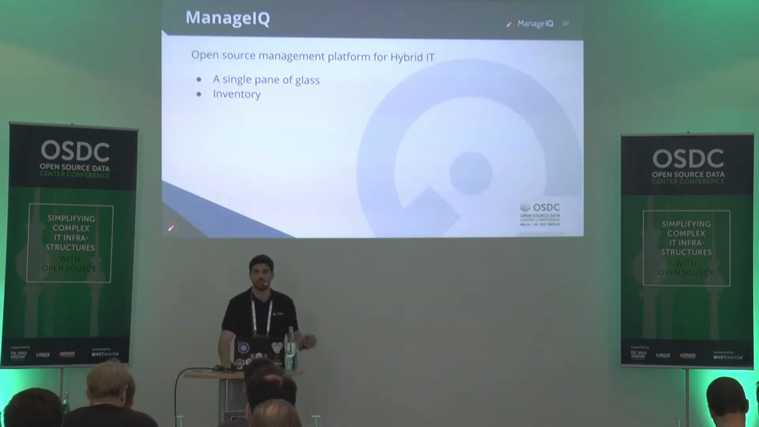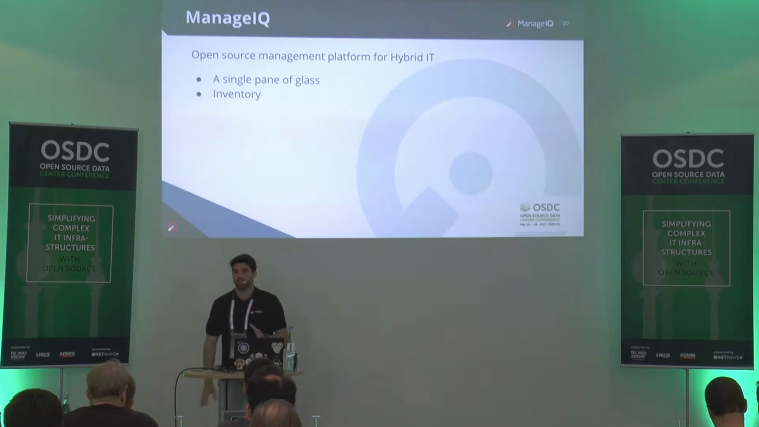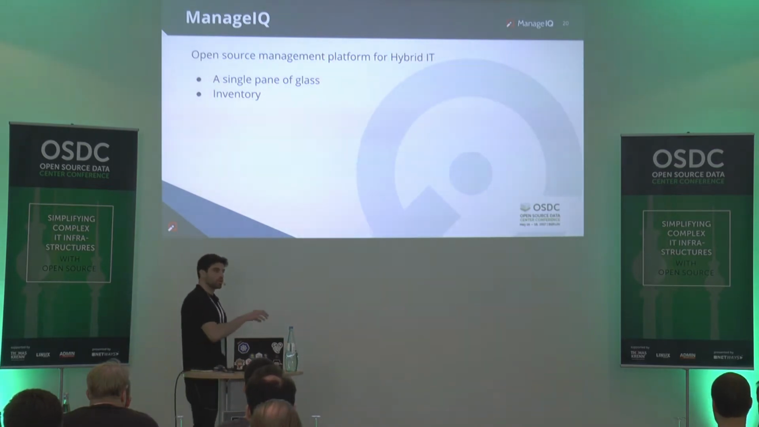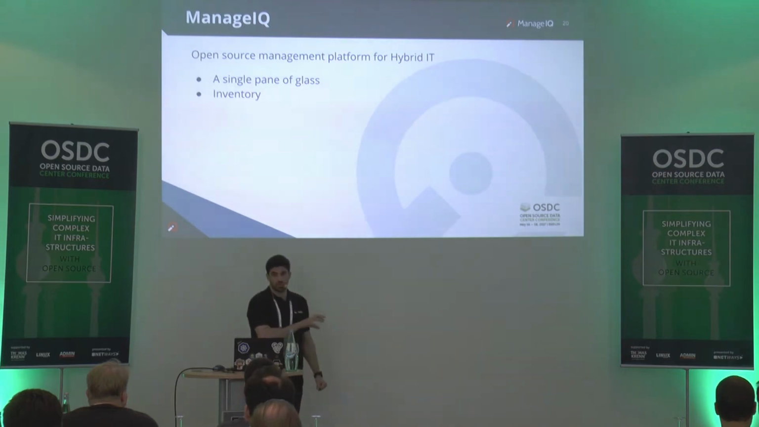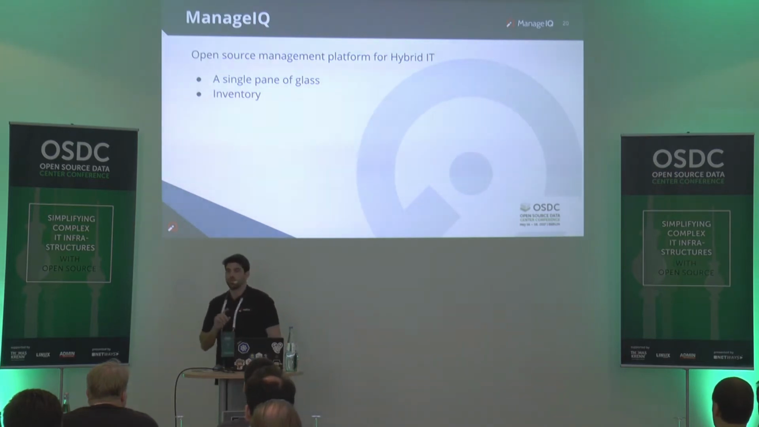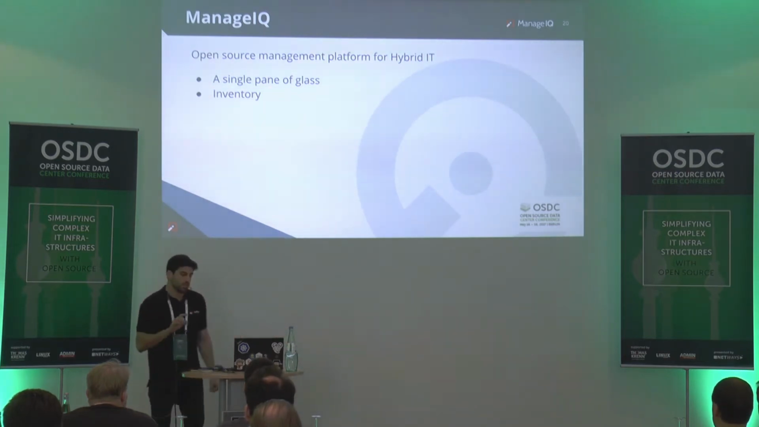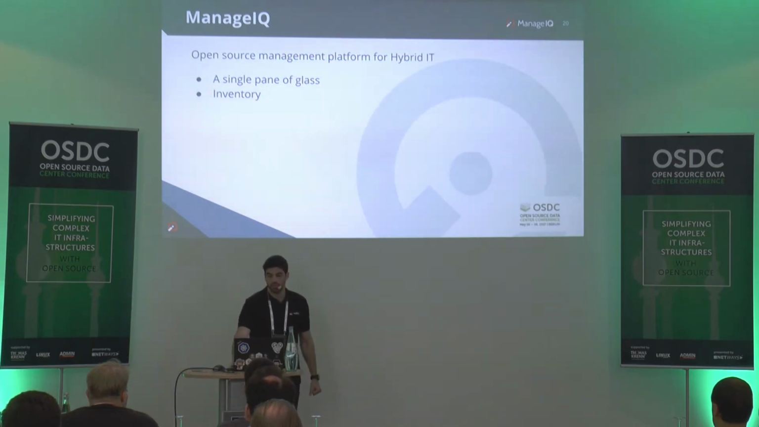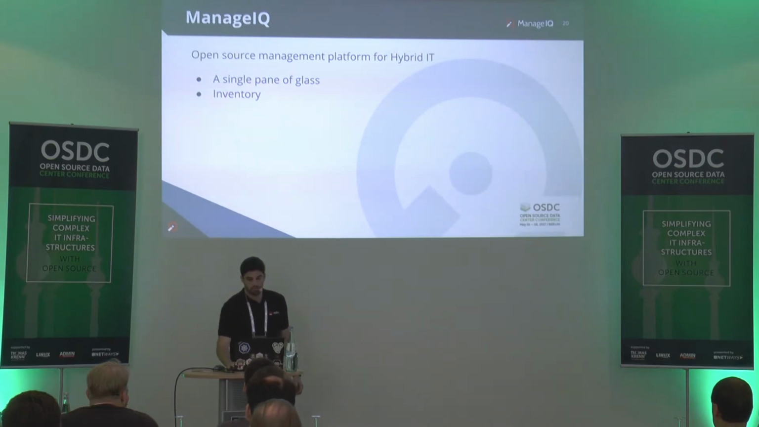For example, if you are running Kubernetes on top of OpenStack VMs, you can go from your Kubernetes container, through the Kubernetes node, and then reach out to the underlying VM and even to the bare metal host.